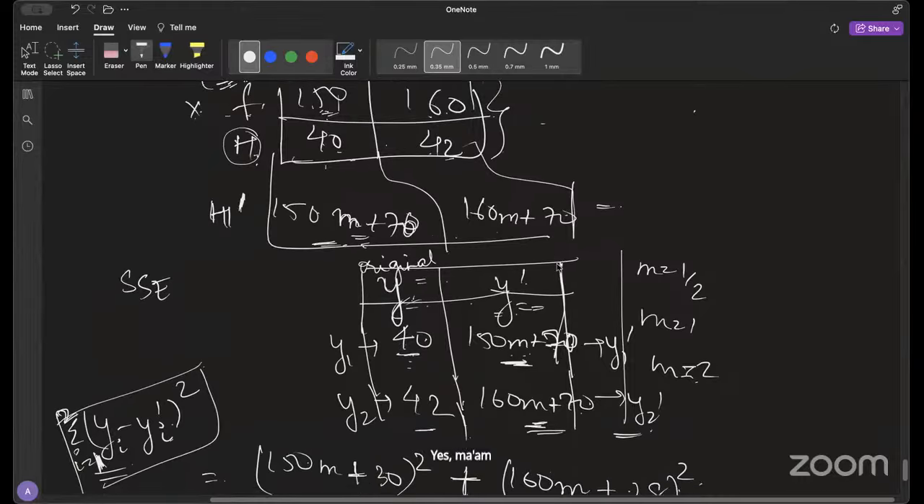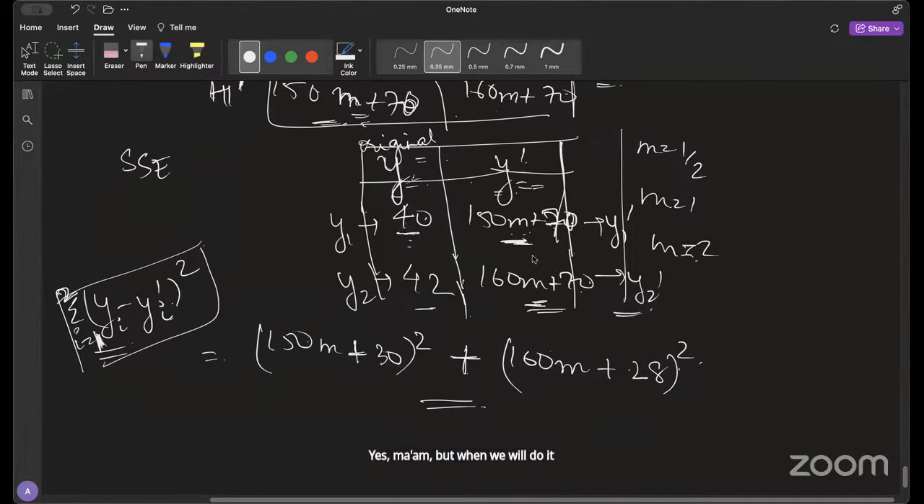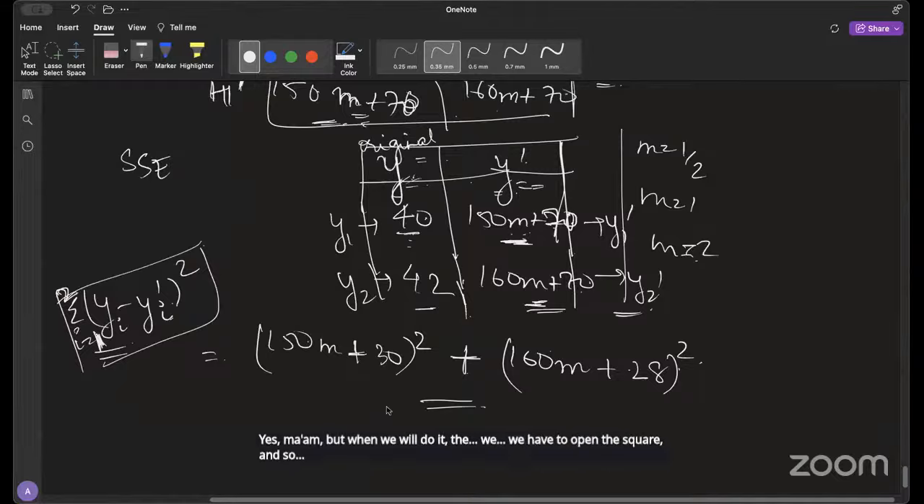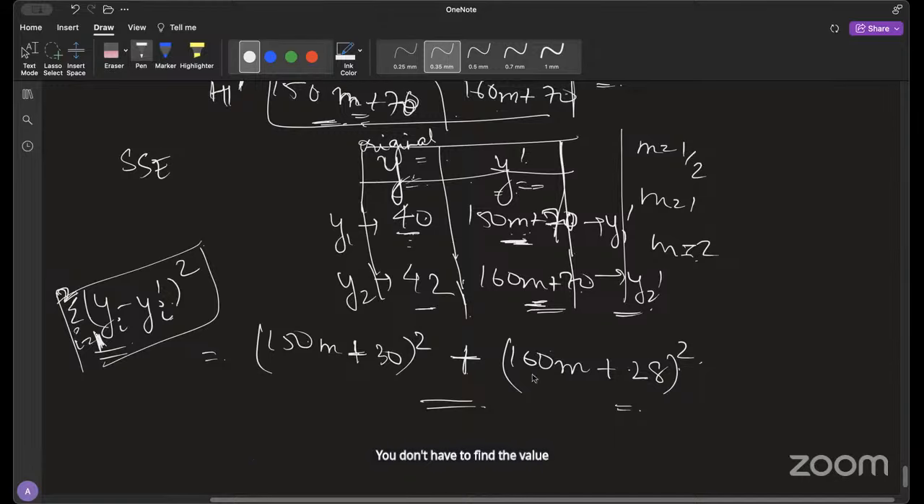Yes, ma'am, but when we do it, we have to open the square, and so the equation will come in terms of m square. So we have to hit and trial the value of m to get the minimum value of SSE. You don't have to find the value of m. There are just 4 options. Just plug it in here and find the value of the sum of squared errors.